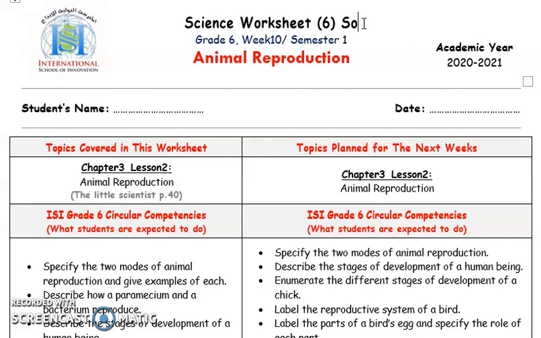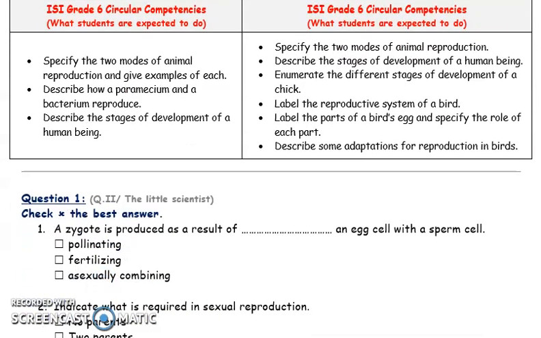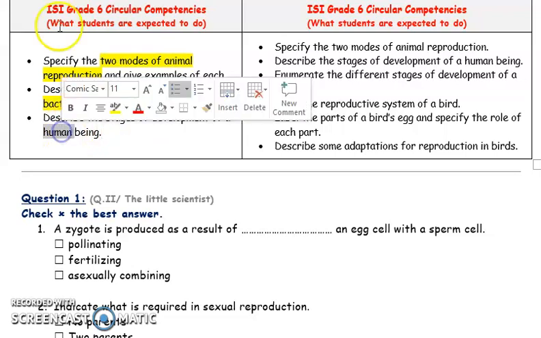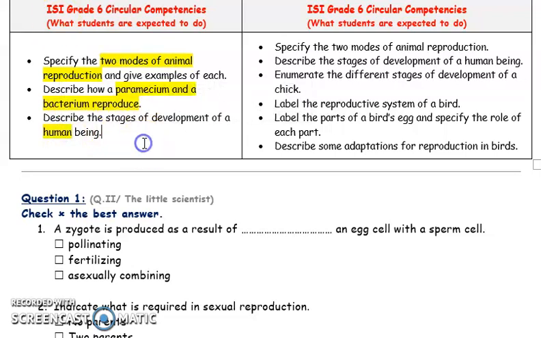So this is science worksheet number 6 for this semester, and in this worksheet we're talking about animal reproduction. There are two modes of animal reproduction: sexual reproduction and asexual reproduction. Paramecium is an organism that reproduces asexually by binary fission, and humans are organisms that reproduce sexually.